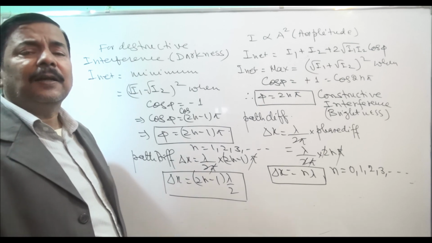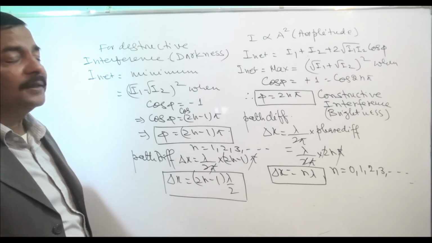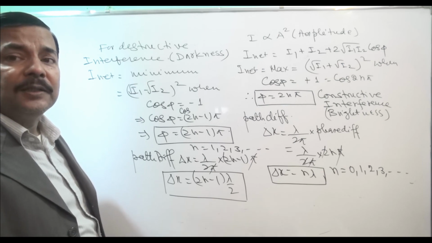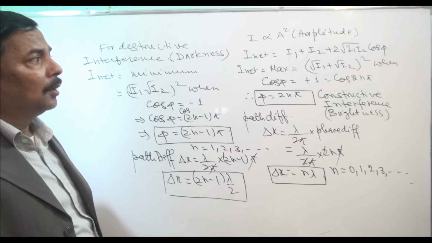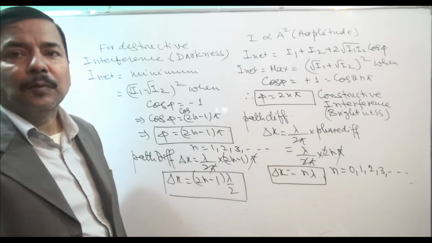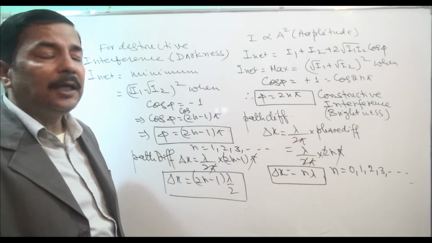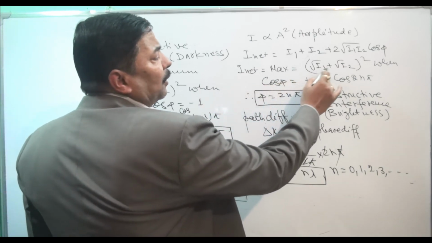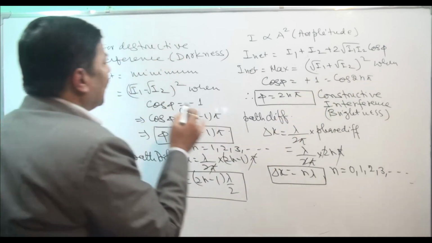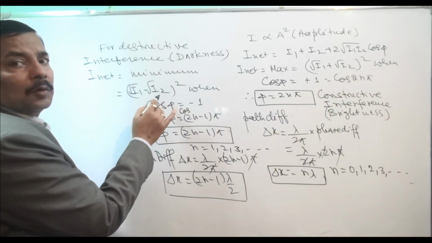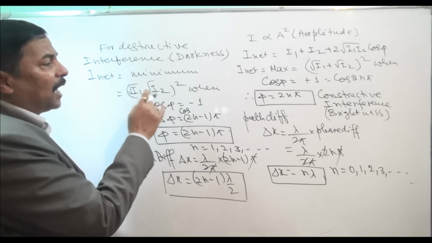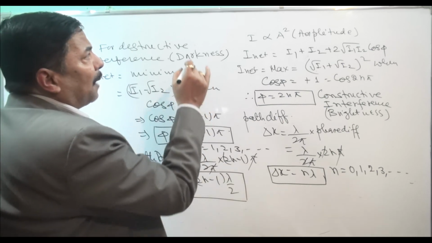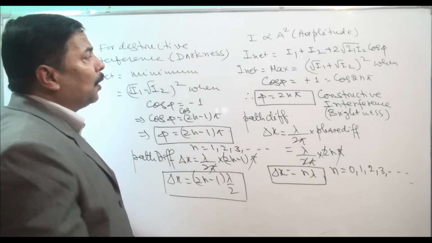In the condition for sustained interference, as I told you, the amplitudes should be nearly equal. Why did I say the amplitude should be nearly equal? Because if the amplitudes are nearly equal, then the bright becomes maximum bright and the dark becomes 0. So bright will be completely bright and dark will be completely dark. Therefore, I said that the amplitude should be nearly equal for better contrast.